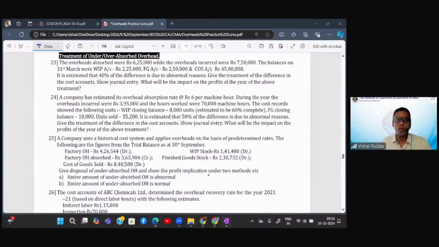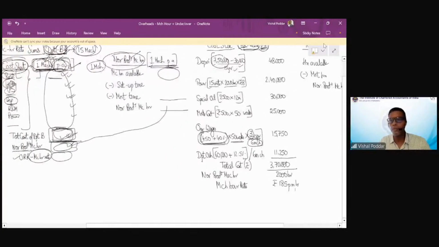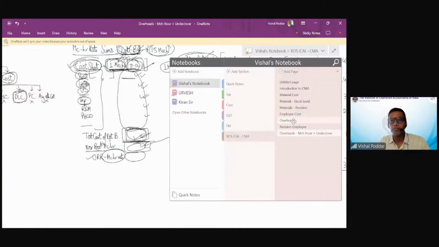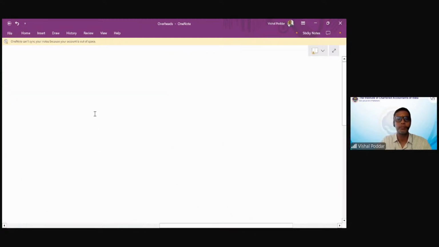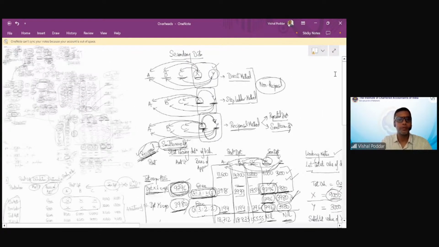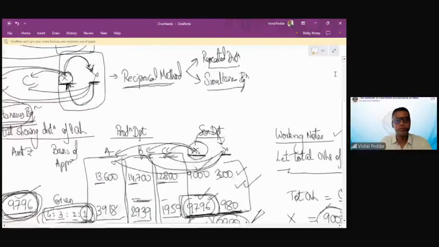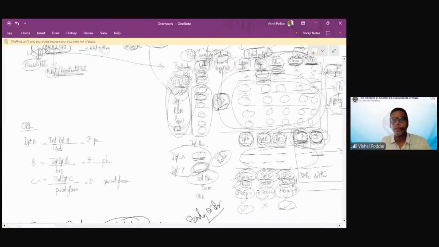Now, what is this under over absorption? This is the last part in this chapter. Now, to understand under over absorption, let me first take you to my previous sheet where I explained you the basics when we started this chapter. So if you remember, this was the basics part when we started this chapter. Here, this part.